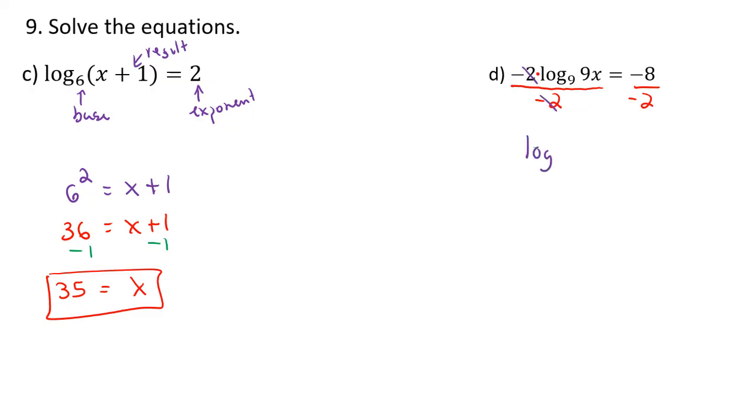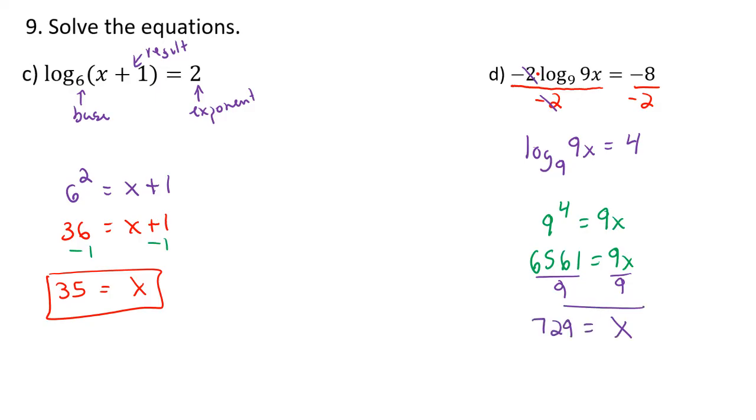So we're going to have log base 9 of 9x equals negative 8 divided by negative 2 is 4. From here, just going to rewrite it in exponential form. 9 is my base, 4 is my exponent, that equals 9x. 9 to the fourth power is 6,561 equals 9x. I'm going to divide both sides by 9, and I learned that x is equal to 729.